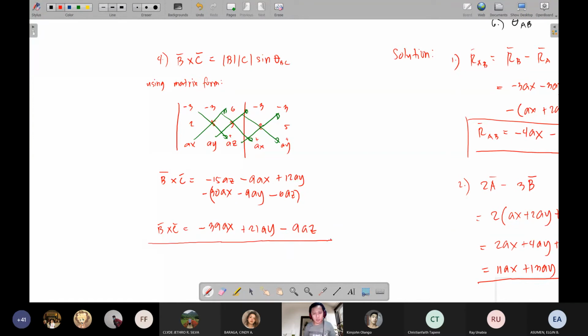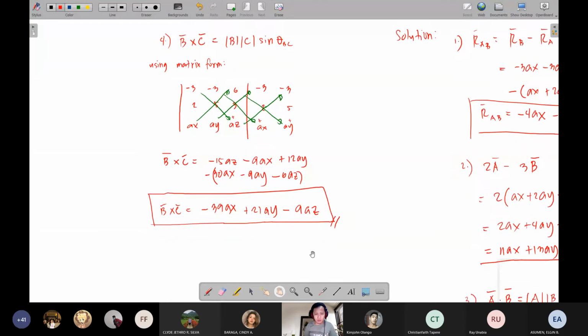Okay. So you have here your B cross C. Again, call my attention if I made a mistake in adding or multiplying or something, so that we can go back to it. Okay, you have here your B cross C.